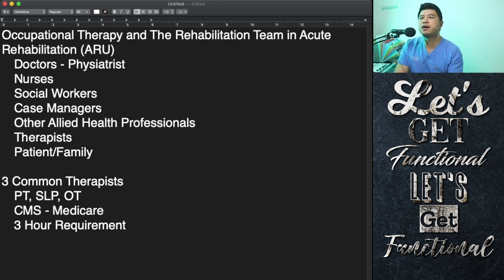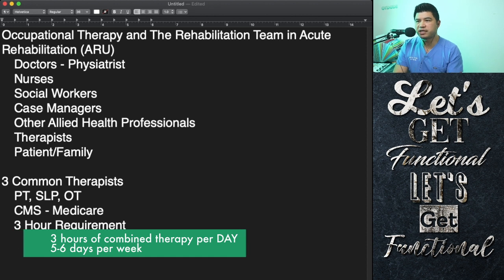So I'll go over the three common therapists here in the United States, and they're physical therapy, SLP or speech therapy, and occupational therapy. These are the three most common therapists, and I talk about them because they're on the team, and here in the US, Medicare under CMS mandates a 3-hour requirement for therapy. So for a patient to be eligible or to stay in the ARU, they must be able to tolerate and also receive 3 hours of therapy, and that's any combination of PT, SLP, and OT.